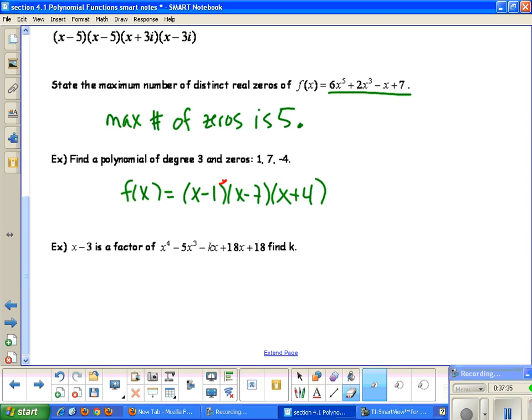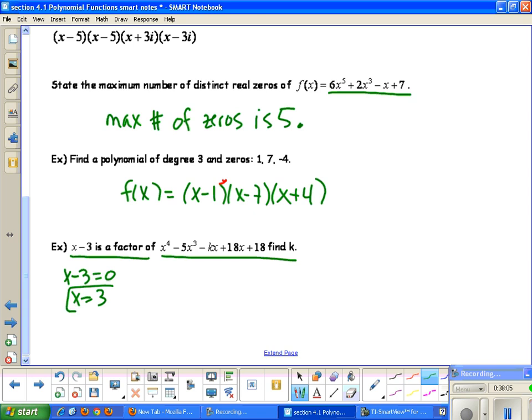The next example says x minus 3 is a factor of this polynomial equation. We want to find k. If I want to find k, I have to think about what we said in the problem. The question says that x minus 3 is a factor of this. And remember, if it is a factor, then by the remainder theorem, it's going to be equal to 0 when I set x minus 3 equal to 0, so x is equal to 3. So I know that 3 is going to be a 0 of my equation, and when I plug it in for x, it should be equal to 0.